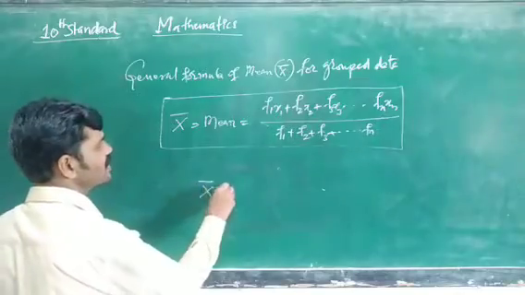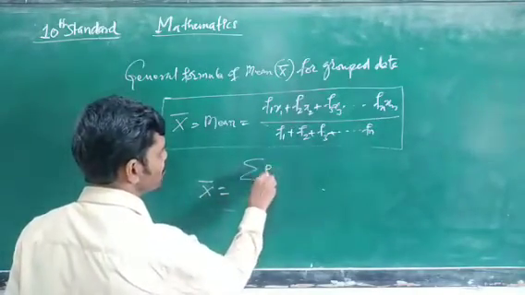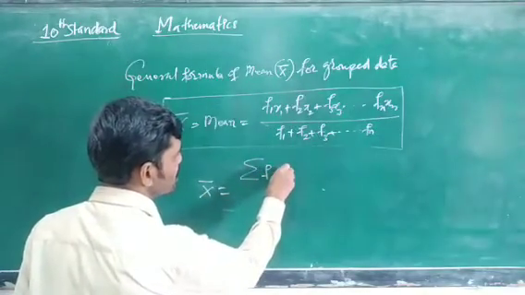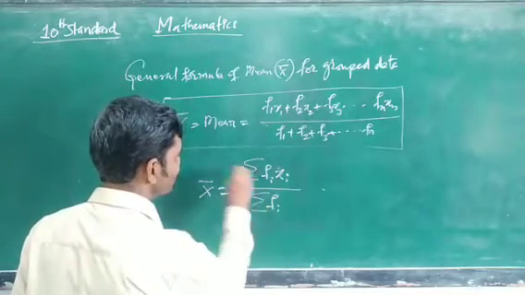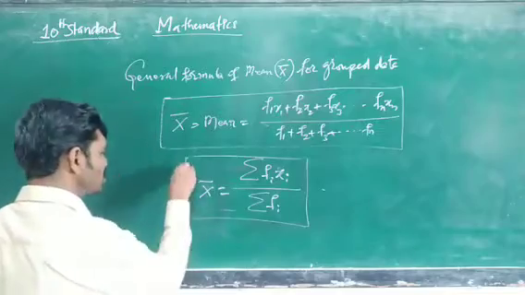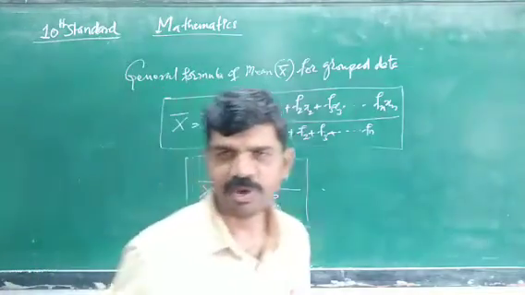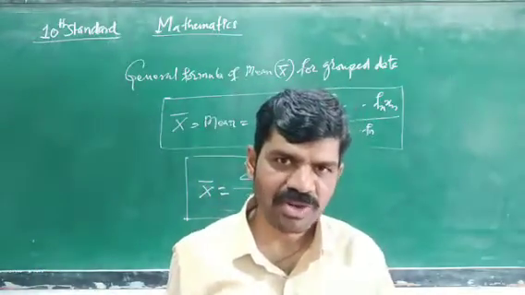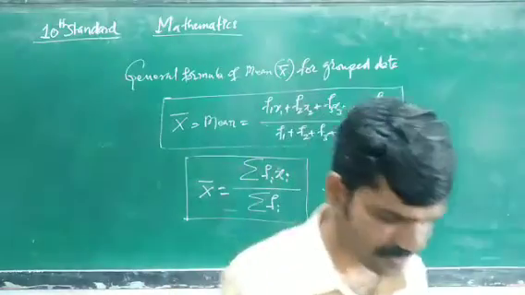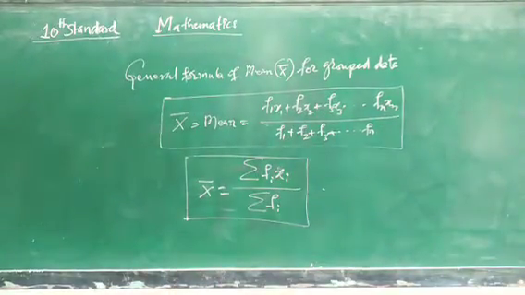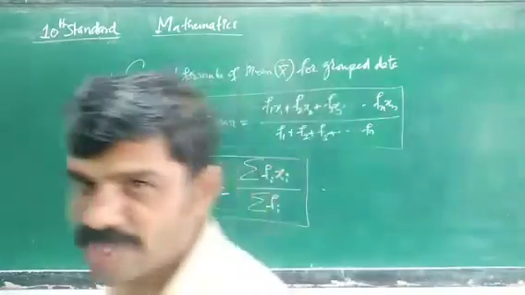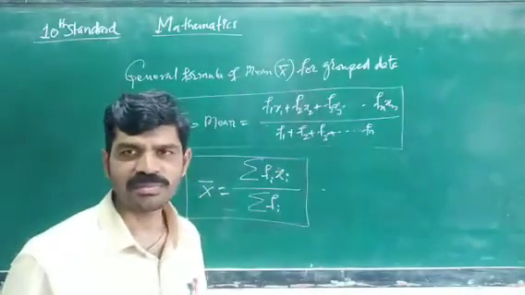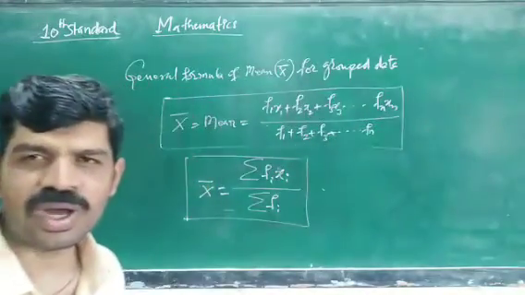X bar is equal to summation of fi xi divided by summation of fi. So this is the general formula of the mean for grouped data. Now let us solve some problems, then you will come to know how to solve the problem.